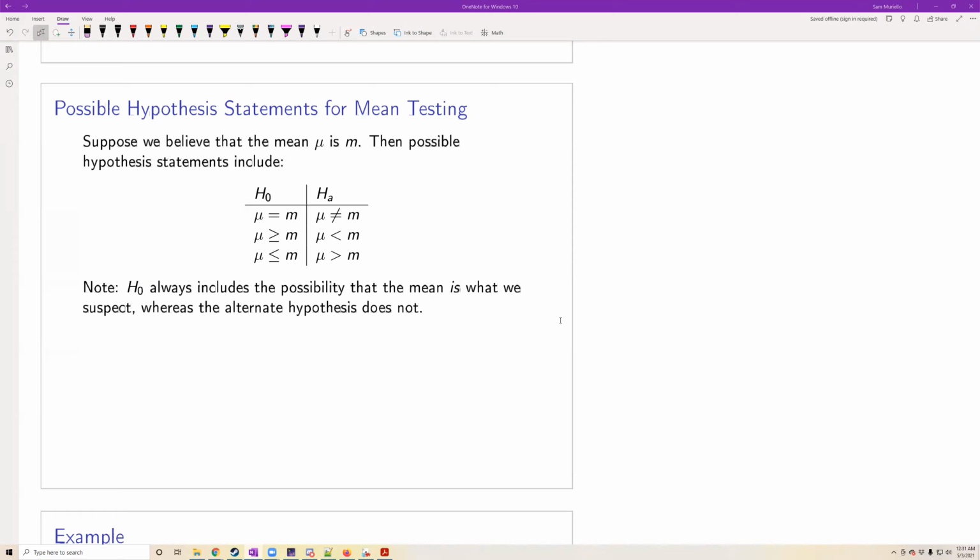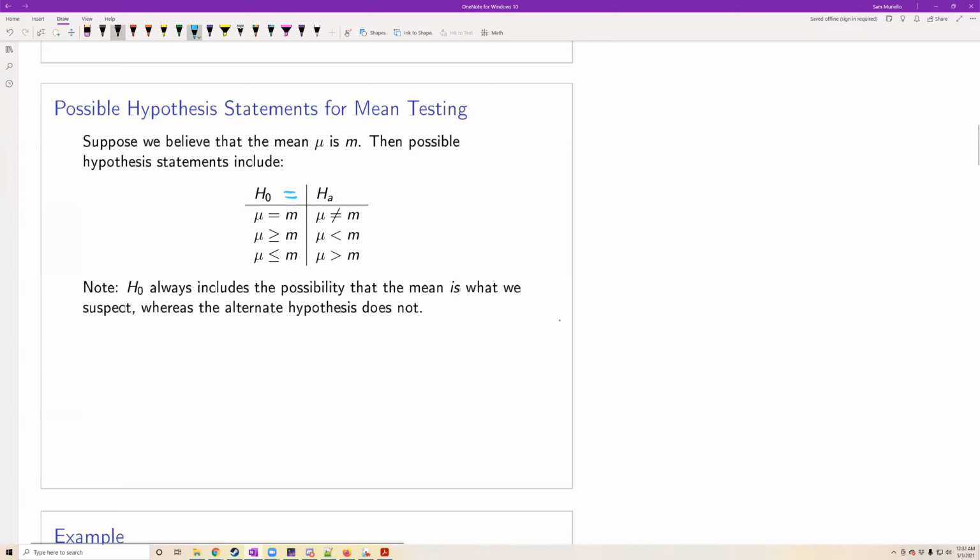The alternate hypothesis is always the exact opposite, so it never contains equals. If the null hypothesis says we're equal, the alternative hypothesis says we're not equal. If the null says we're greater than or equal, the alternate says we're less. Whereas if the null says we're less than or equal, the alternate says we're greater. So we will always include the equal sign on the side with the null hypothesis. And the alternate hypothesis will always include the not equal sign.